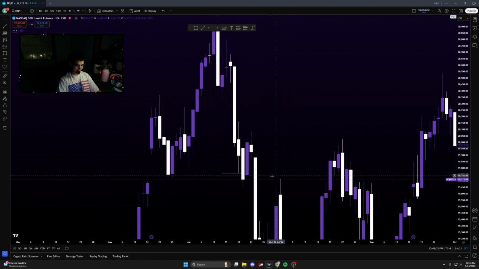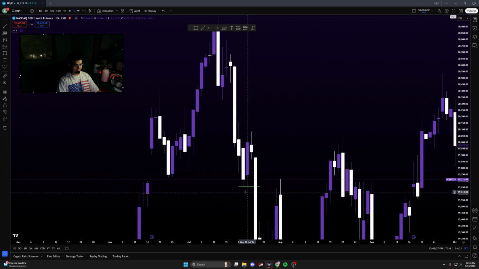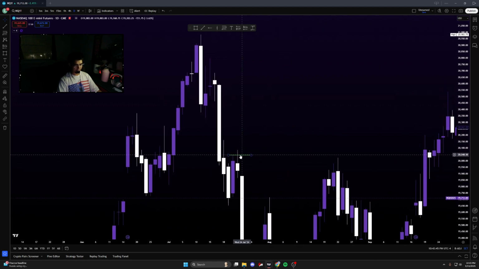And then we see that price does not close beneath this daily low. So what does that mean? We're back to being bearish for the day. But then what do we see? Price fails to close above this high right here. So what does that mean? We're back to being bearish.